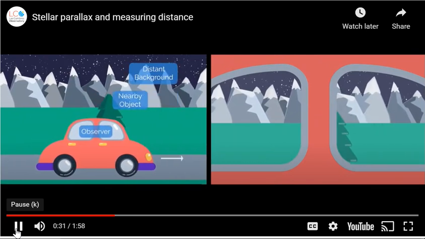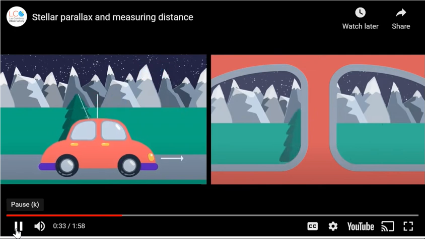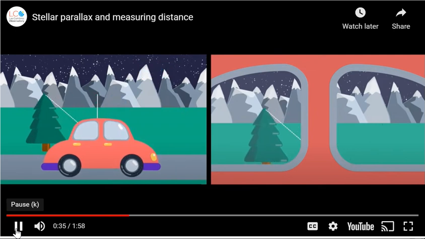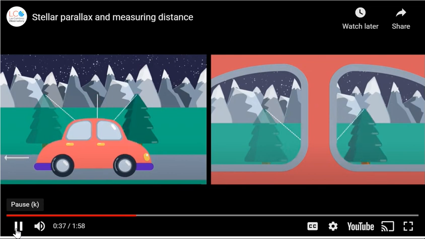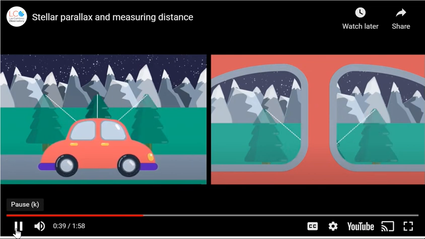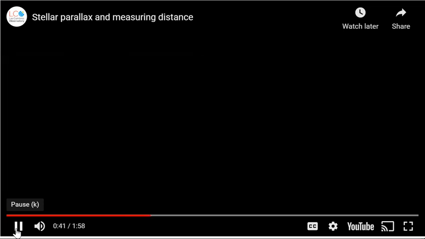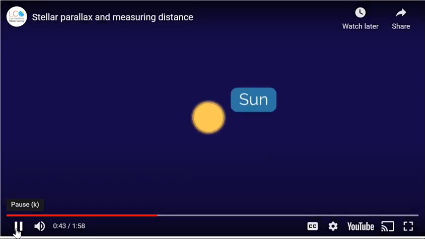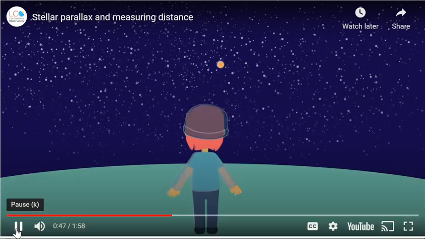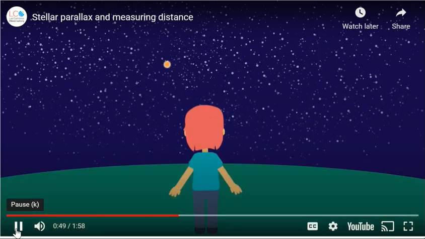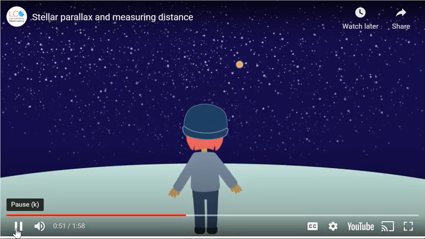The size of this shift depends on the distance you travel along the road and how far away the trees are. The closer they are to the road, the bigger the shift. The same thing happens as the Earth moves around the Sun. Over the course of a year, some stars appear to move a very small amount relative to other stars.